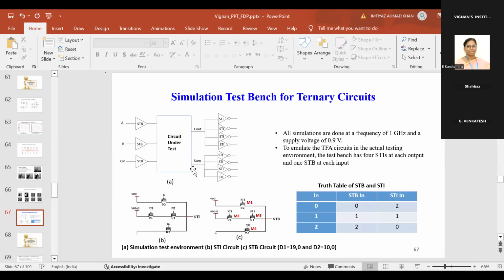This is the simulation test bench for the ternary inverter, ternary circuits using a ternary buffer, and in the output FO4 using a standard ternary inverter. Four inverters in parallel, four inverters on both sides.